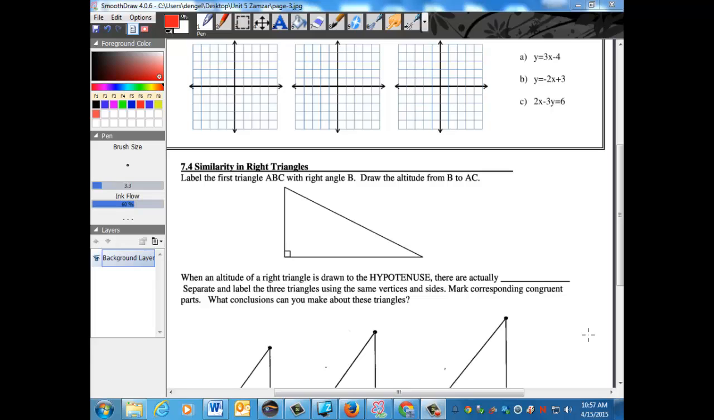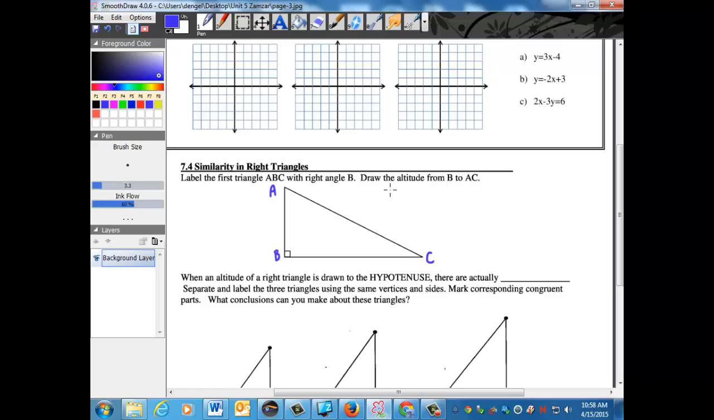We are learning 7.4 today, similarity in right triangles. So we're asked to label this triangle ABC, so let's do that right now. Let me grab the pen, and we're going to put point A up here, point B will be our right angle, and C will be down at the base.